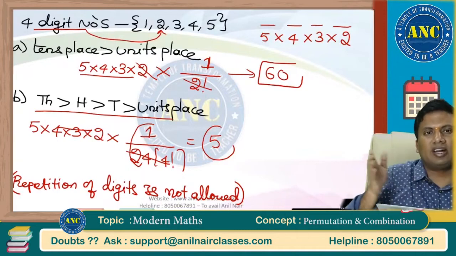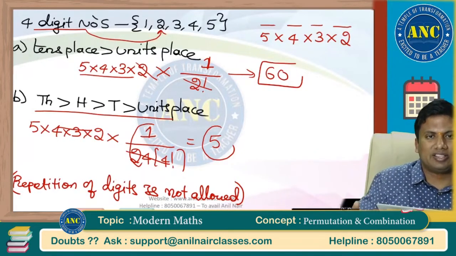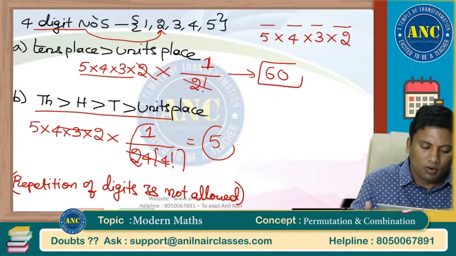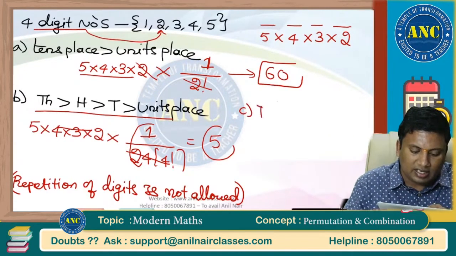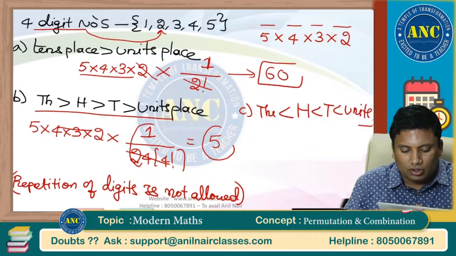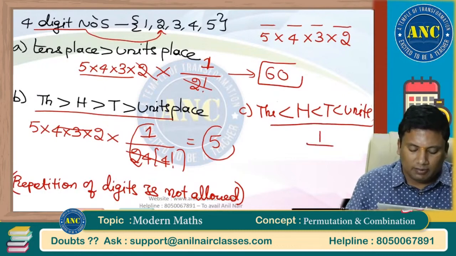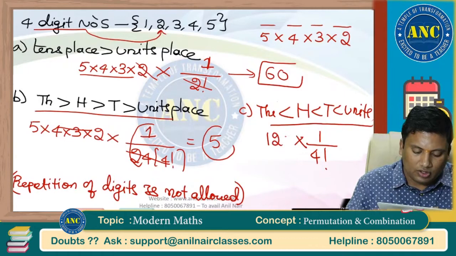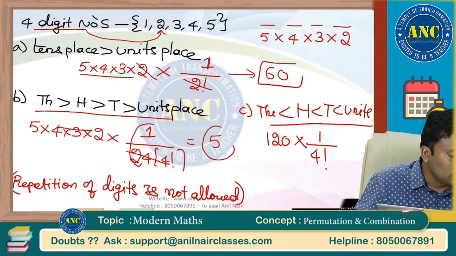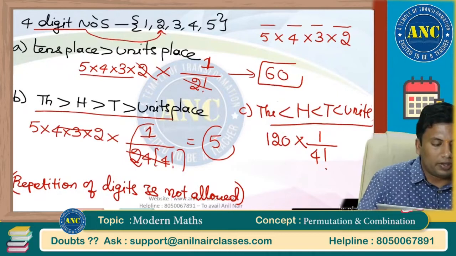All the numbers in ascending order, only one way, right? 5, 7, 8, only one way in ascending order. Only one way there will be in descending order. Even the answer for this question is also the same. So, this is nothing but 120 by 4 factorial. It is nothing but 120. I hope it is clear.